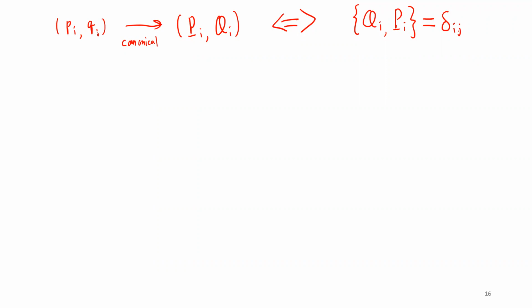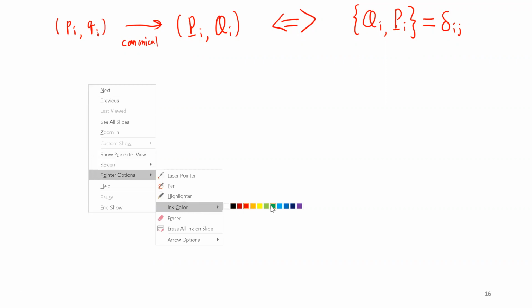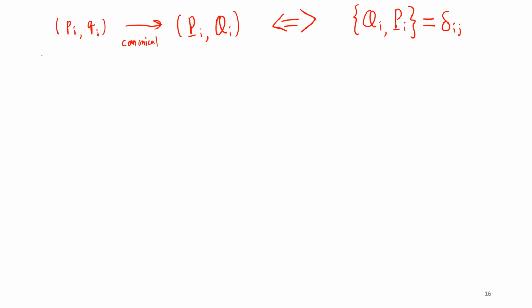What does that mean? Remember, in the last part of this chapter, we know that the Poisson bracket of small p and small q satisfied... I'm sorry.